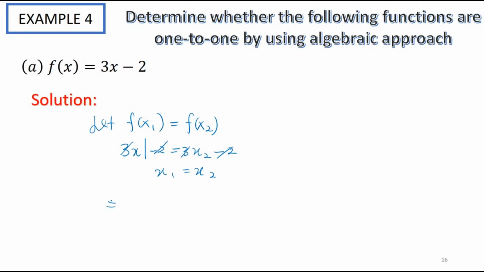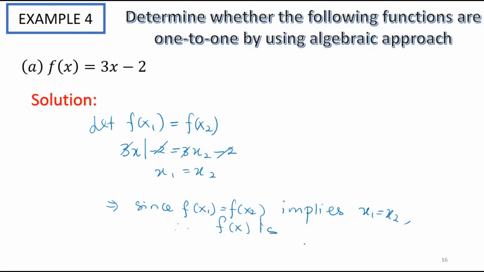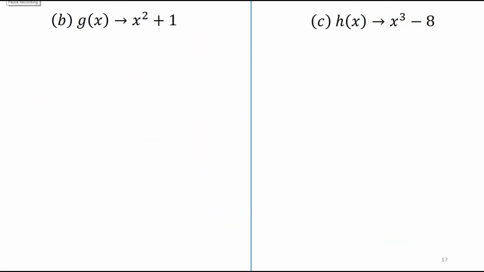So what can we say about this? As a conclusion, since f(x1) equal to f(x2) implies x1 equal to x2, therefore we can say that f(x) is a one-to-one function. What about g(x) equal to x squared plus 1? Is it a one-to-one function or not?